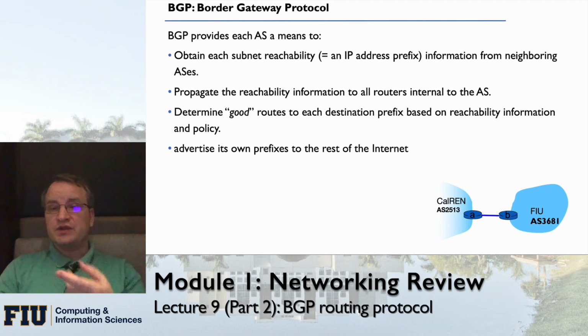So for example, if this Calren is announcing some prefix towards FIU, it always will include some information, AS1, AS2, AS3, and then AS2513, and that would be the last part of this announcement. And if FIU for some reason becomes a provider, then it will take that path, whatever 123, 2513, and then add its own AS number, like 3681, into the path, and will advertise further. But FIU is technically not a provider, so normally it doesn't do that. But in principle, it can do that. Nobody stops FIU from doing this.